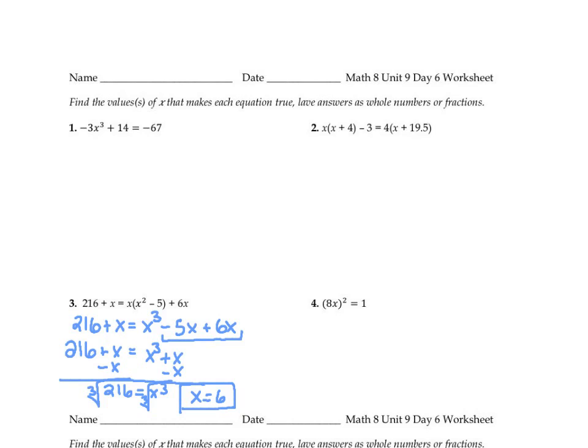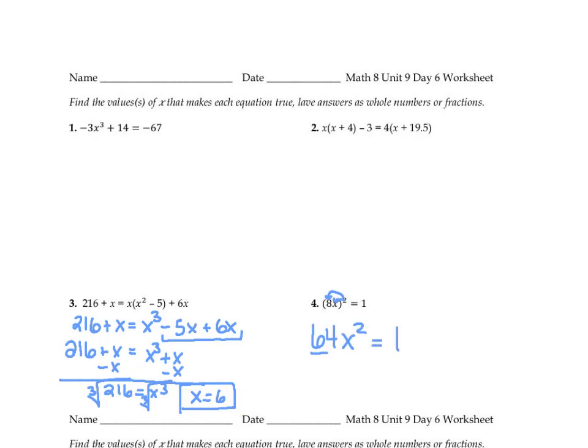Okay, next up we're going to look over at question number 4. So the first thing I have to do is square this, and I'm really going to square both things in the parentheses. So that gives me 64x squared equals 1.